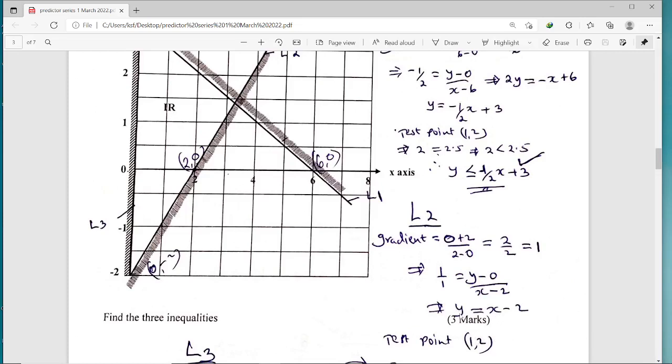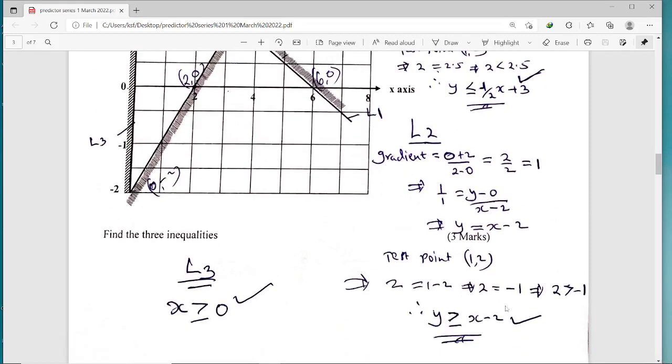So if I place 2 here, it will be 2 equals to 1 minus 2. It gives you negative 1. So 2 equals to negative 1. And you realize that in this case, 2 is greater than negative 1. And therefore, you replace the equals sign in the equation with greater, and then you look at the line. The line is continuous. So it will be y is greater or equal to x minus 2. Simple. So that is the simplest way of doing inequalities.